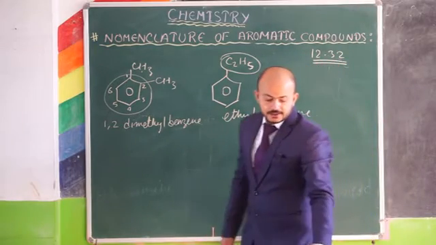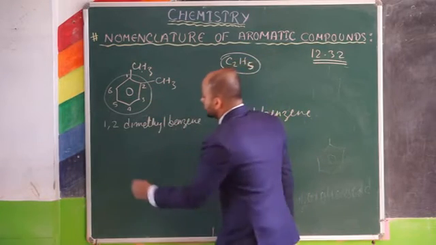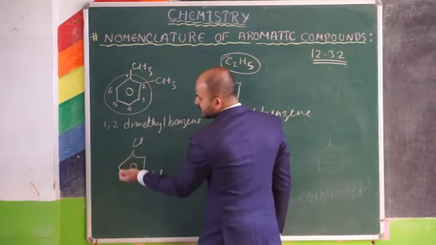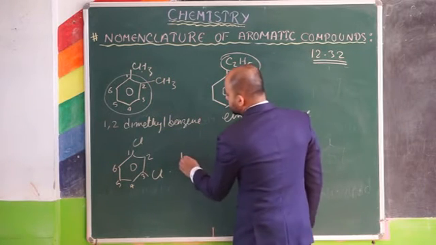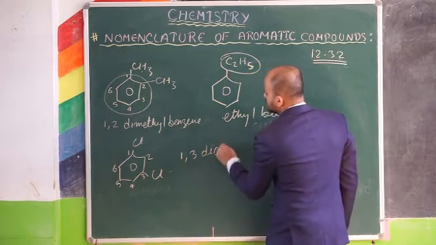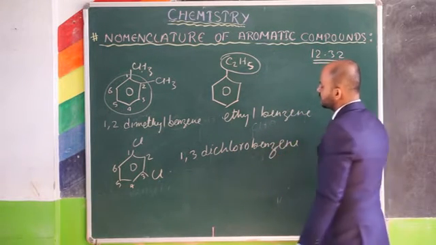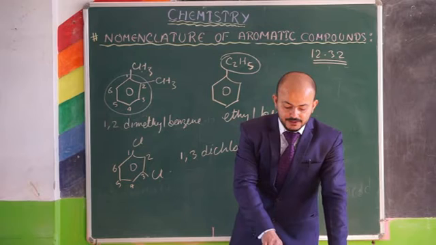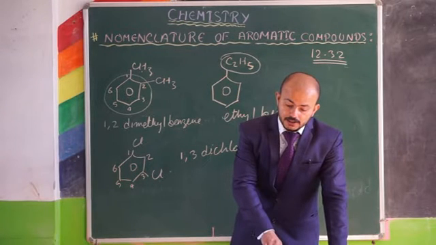Let's take some more examples. Similarly, instead of CH3, if you have any other group, like here you have chlorine, and here you have chlorine, then you have to start numbering 1, 2, 3, 4, 5, 6. So its name would be 1,3-dichlorobenzene. There are so many examples given in the book. Please go through it, and if you have any confusion, you can WhatsApp me personally. You have my number.